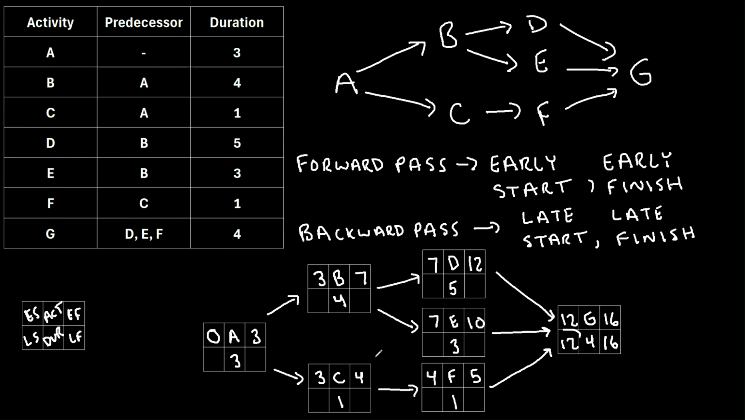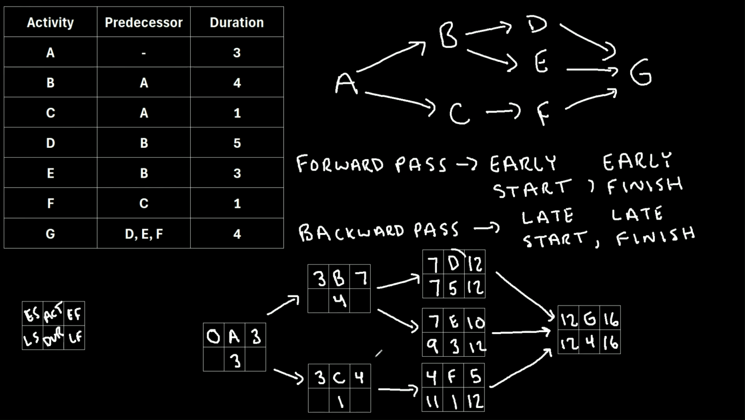Now what we do is take this late start and move it into all of the preceding activities for the late finish. So we'll put a 12 right here, a 12 right here, and a 12 right here. And we'll repeat the process where we take the late finish and we subtract the duration to get the late start of each activity. So for activity F, we'll do 12 minus 1, which is 11. For activity E, we do 12 minus 3, which is 9. And for activity D, we do 12 minus 5, which is 7.